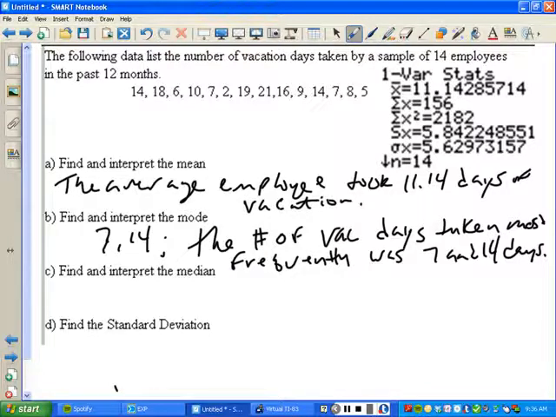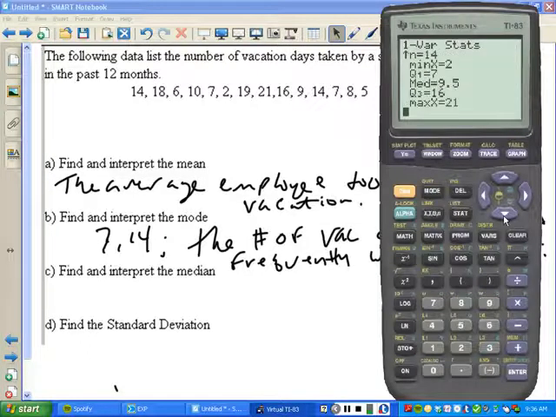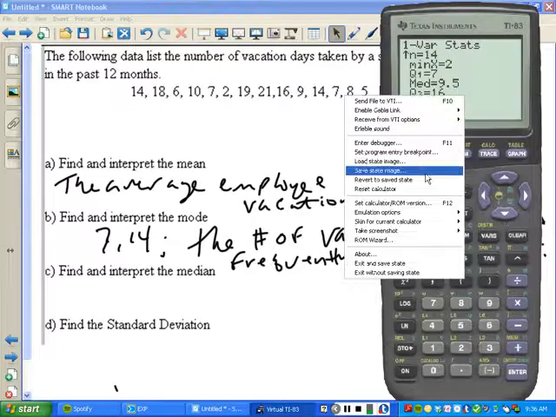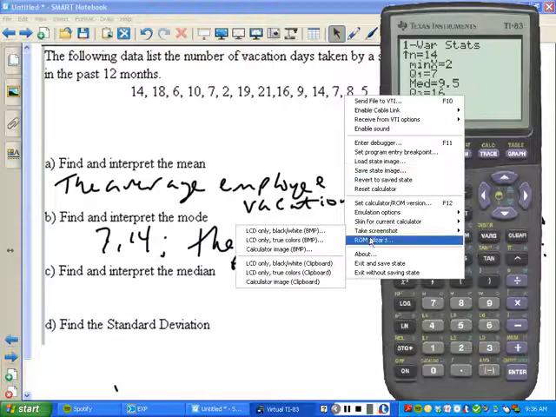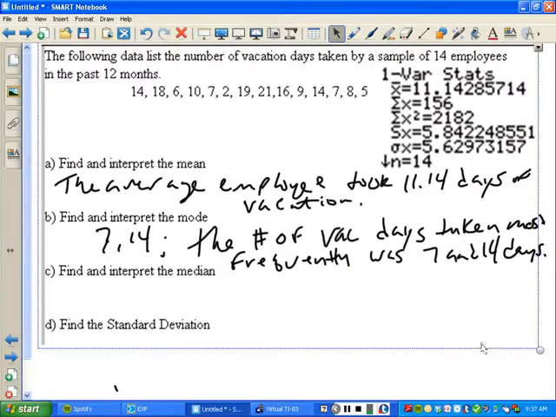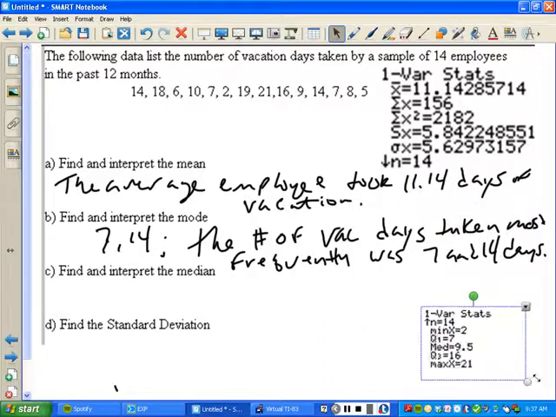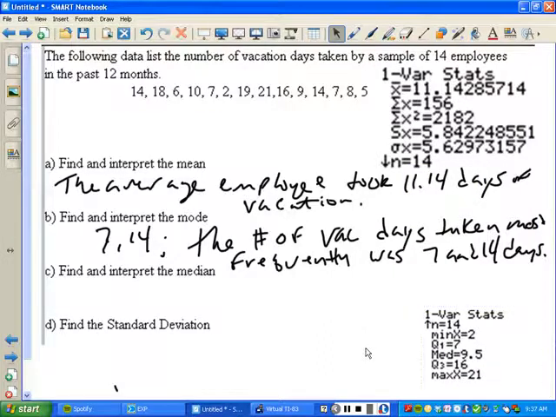Now, what's the median? In order to find the median, we need to scroll down. Okay, and we're going to go ahead and take a screenshot of that, and we'll post that somewhere, like right here. Okay. The median is 9.5.